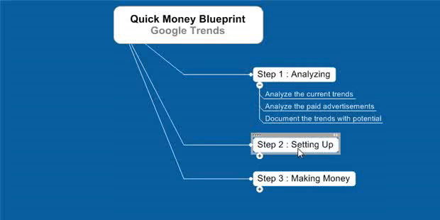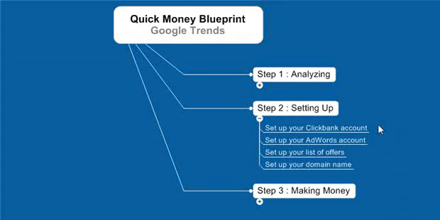So the next thing we're going to do is actually show you a demonstration on how to get everything set up. For step two with setting up, it's very easy. The first thing that you want to make sure you have is a ClickBank account. So if you don't have that already, simply go to clickbank.com and then you can sign up from there.